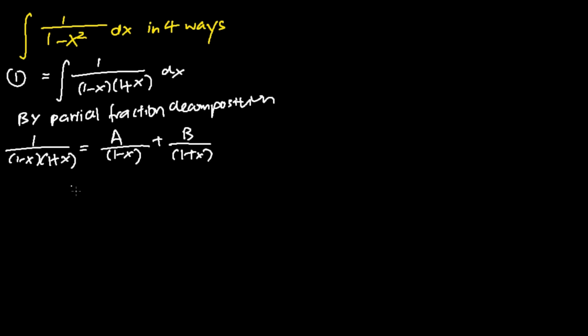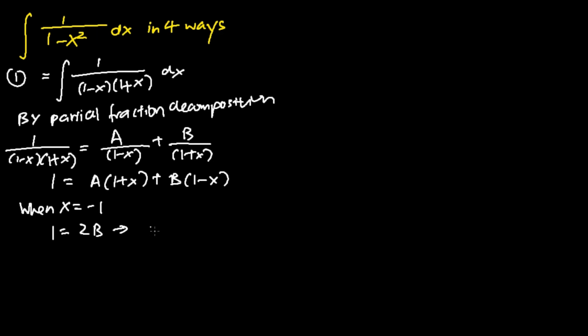Then we multiply both sides of the equation by 1 minus x, 1 plus x. We get 1 is equal to a(1 plus x) plus b(1 minus x). The next step is to find constants a and b by substituting first x equals -1. So when x is equal to -1, we get 1 is equal to 2b, and hence b is a half.